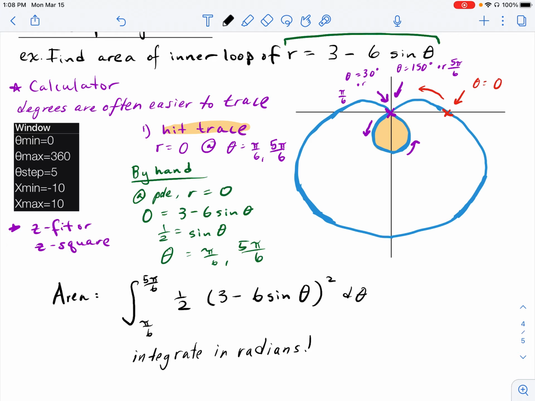Really the only reason we switched to degrees here was so that we could easily trace these values. And if you found the intervals of integration by hand, like I did up there, then honestly, you could just do the whole thing in radians, and you don't have to worry about switching back and forth. Many students find it's often faster to work that way. But we're going to integrate this in radians. That's why I had my interval of integration be pi over 6 and 5 pi over 6, not 30 and 150. If you try to integrate it in degrees, you won't get the correct answer.